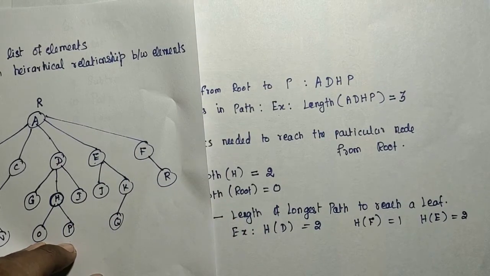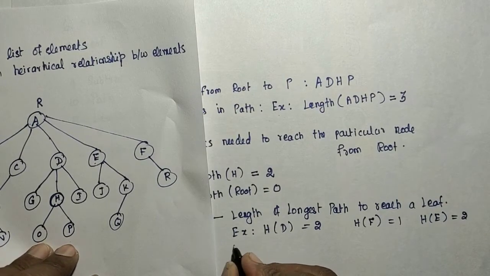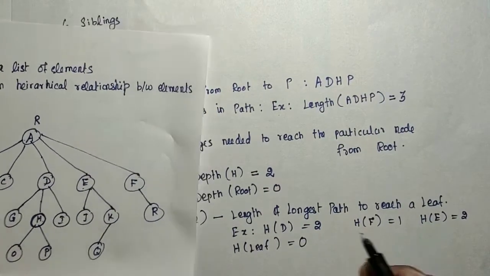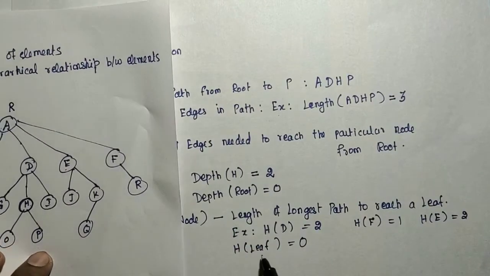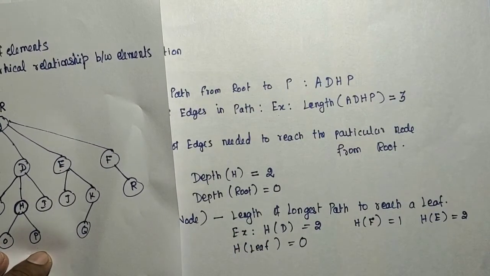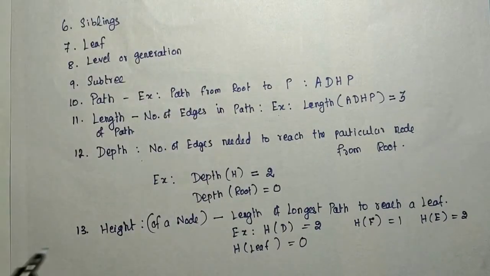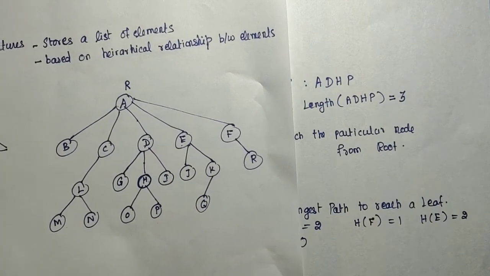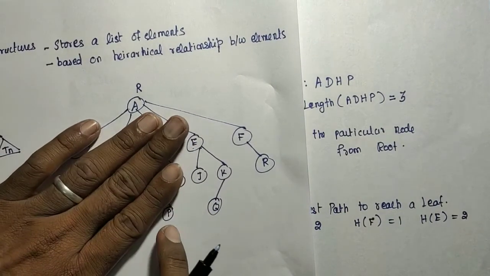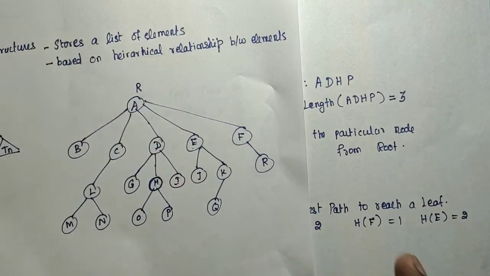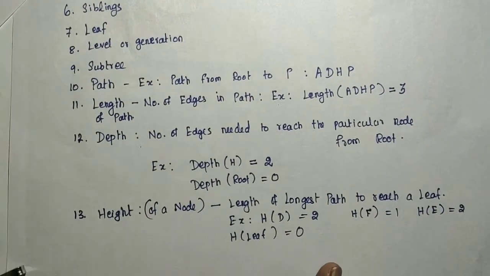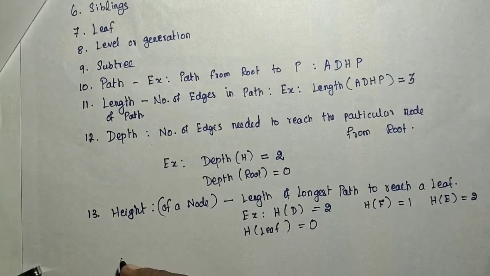What may be the height of a leaf node? It is always 0, just as the depth of the root is 0. Similarly, the height of a leaf is 0. For example, for P, what is the height? That is 0, because there is only one node and that node is a leaf. To reach that leaf node, how many edges are needed? Zero.